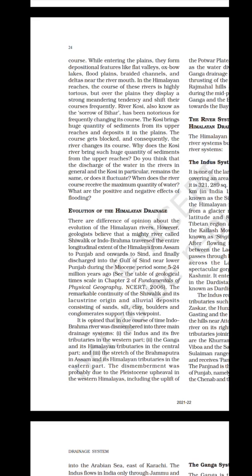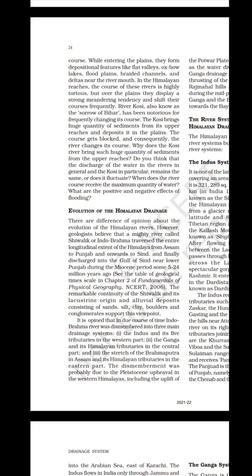Why does the Kosi river bring such huge quantities of sediments from the upper reaches? Do you think that the discharge of water in the rivers in general, and the Kosi in particular, remains the same, or does it fluctuate? When does the river course receive the maximum quantity of water? What are the positive and negative effects of flooding?